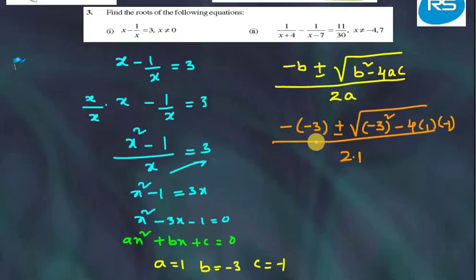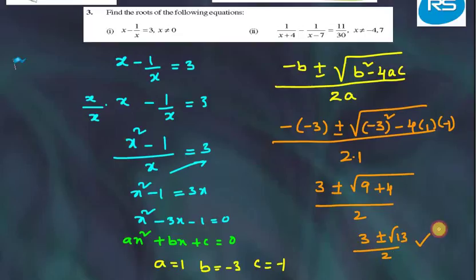So minus of minus 3 is plus 3, plus or minus square root of 9 plus 4, whole by 2. So what we are getting? 3 plus or minus root 13 by 2. These are the two roots for the x value. One is 3 minus root 13 by 2, and the next root is 3 plus root 13 by 2. This is all about the sum, just as simple as that.